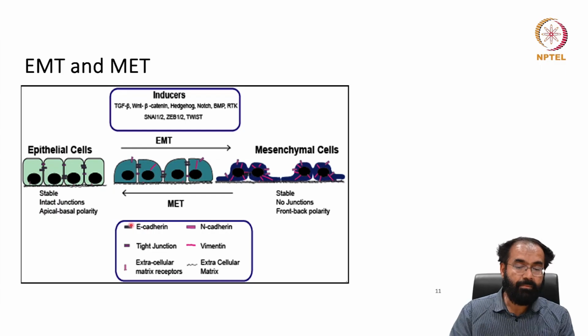And you can see the markers mentioned here: E-cadherin, N-cadherin, tight junctions, vimentin, extracellular matrix receptors, and extracellular matrix. How they are contributing. You can see here the vimentin, N-cadherin levels are high in the mesenchyme, whereas the E-cadherin and tight junctions are high in the epithelium. And in the intermediate stage, they are retaining both these properties little by little. So they are neither mesenchyme nor epithelium. It's a transition stage.